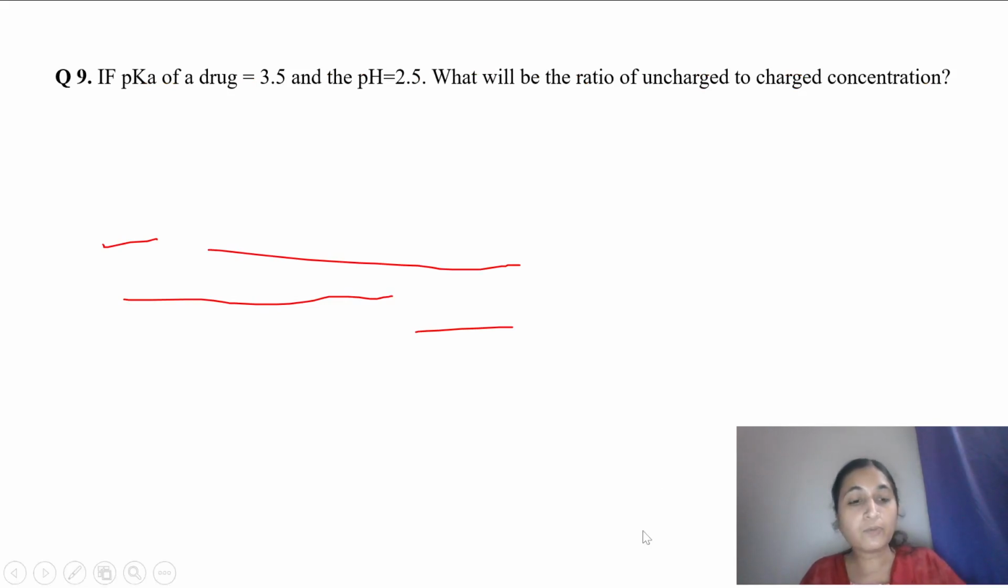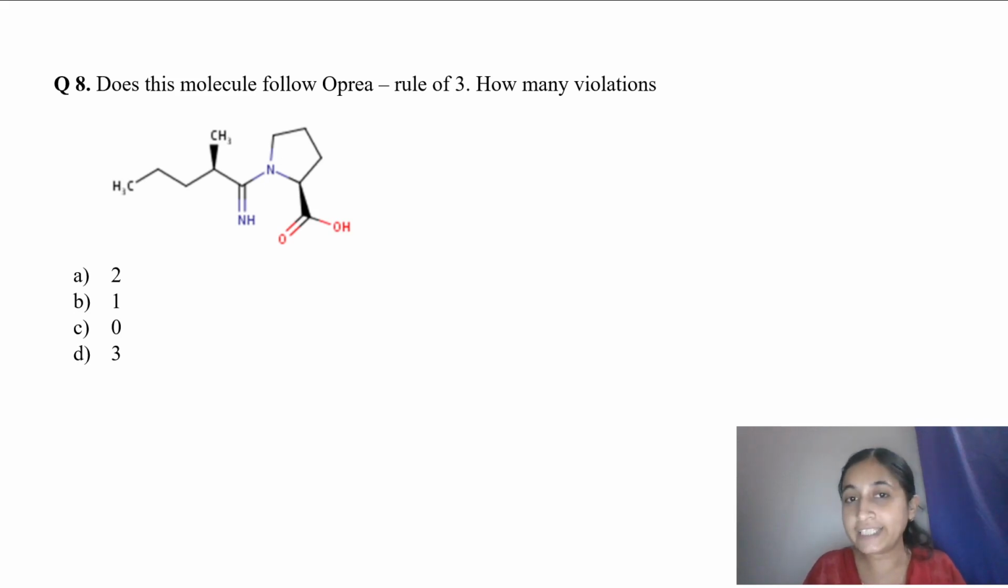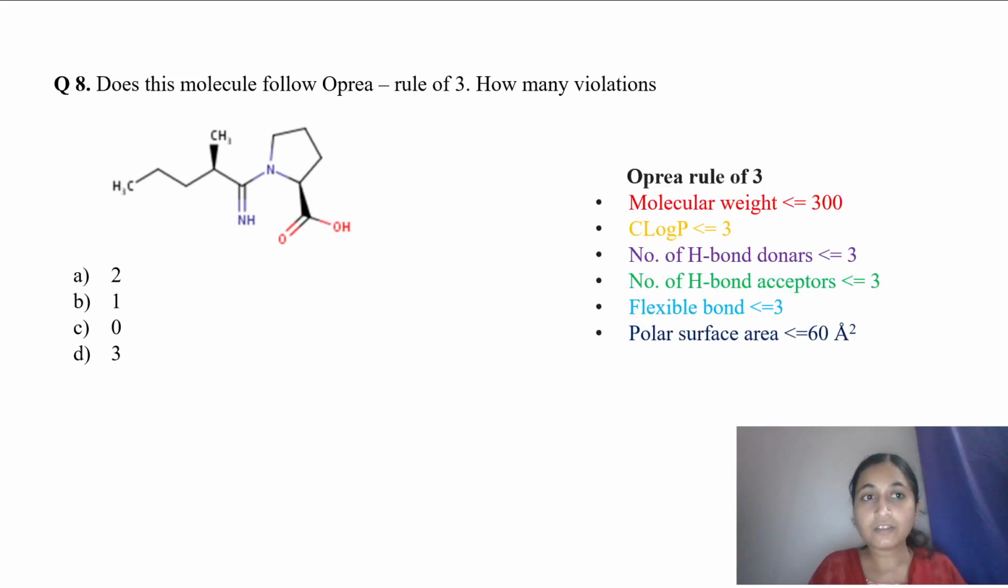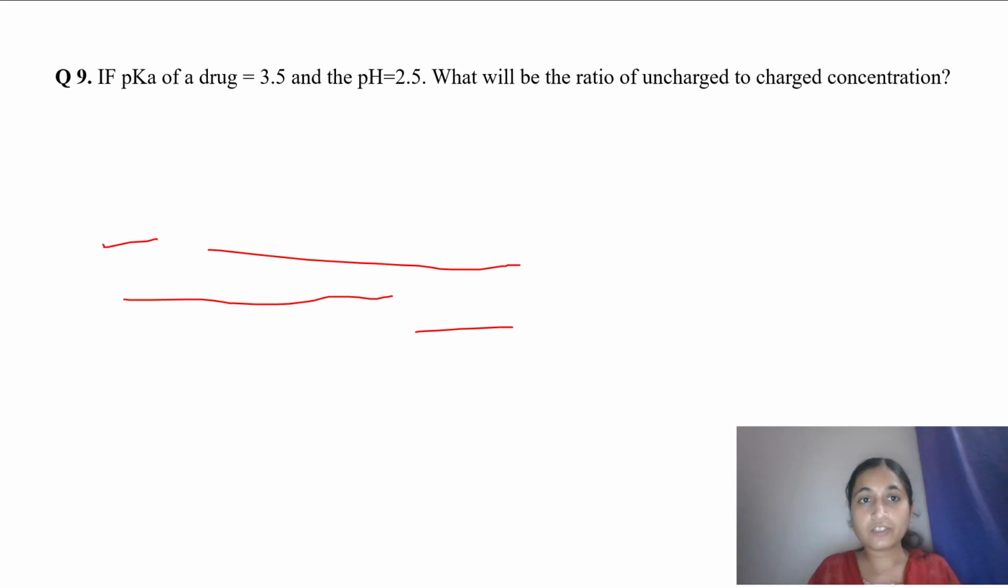Okay. So from question 9 you people are having a problem, so you can write it down now. Okay, no problem, I will tell again. So till question 8, right? So in question 9, if pKa of the drug equals 3.5 and pH equals 2.5, then what will be the ratio of uncharged to charged concentration?